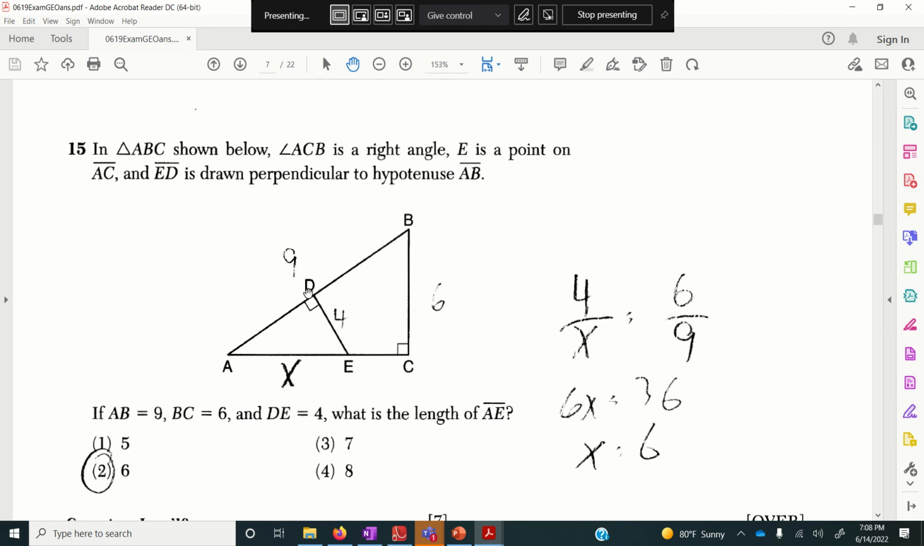For number 15, you need to redraw the triangle here. Flip it back upside down to make your ratio. So this side that's 4 is actually corresponding to x, and the 9 is corresponding to the 6. And then you can cross multiply and solve.